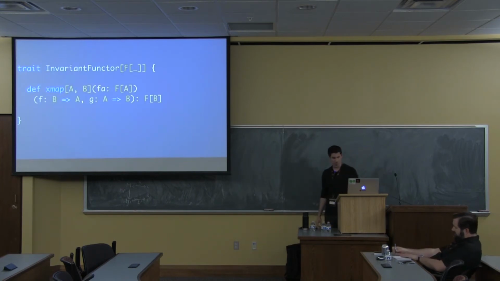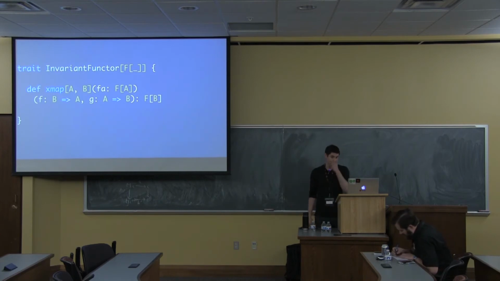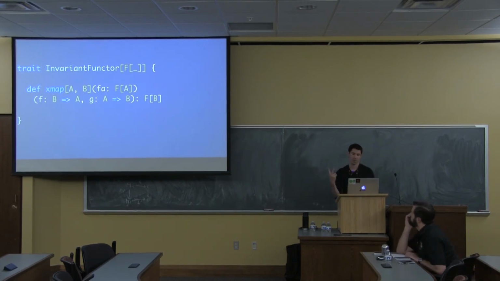So there's another type of functor called invariant. Here's the type class for an invariant functor. So this abstracts over an F. We have a function called xmap. Now xmap is typed to A and B. It takes an F of A, and then it has two functions: an F that goes from a B to an A, and a G that goes from an A to a B. You can see how that probably makes sense when you have this codec that you want to turn into a B.